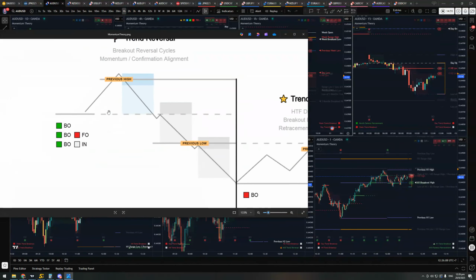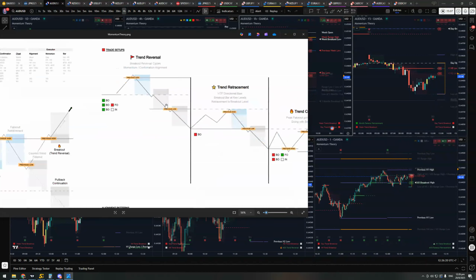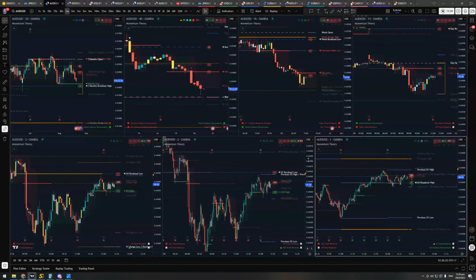Next trade I'd be looking for is a flip of the breakout levels, which is the H1 breakout level right here. And then next is breaking out below the low, down here, probably below that range. So we have pretty much every setup here.